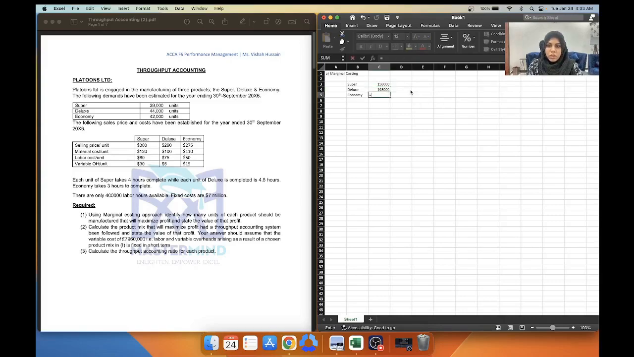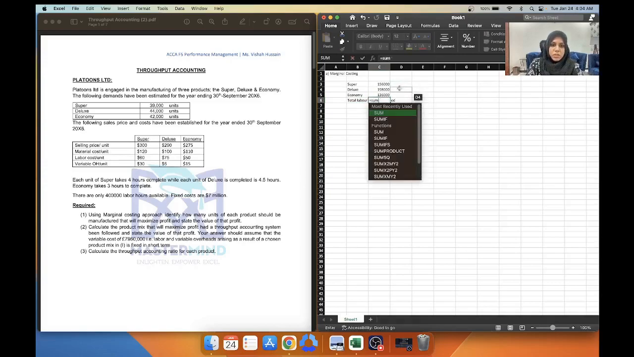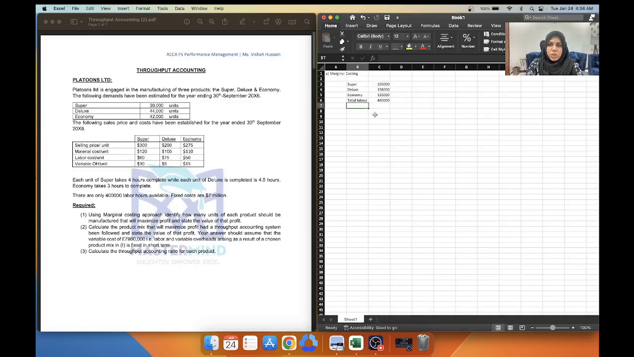and then economy takes 42,000 units and 3 hours. So the total labor hours consumed would be the sum of these three. However, we only have 400,000 labor hours available. So you need 480,000 hours, but you have only 400,000 hours, which means that limiting factor does exist.